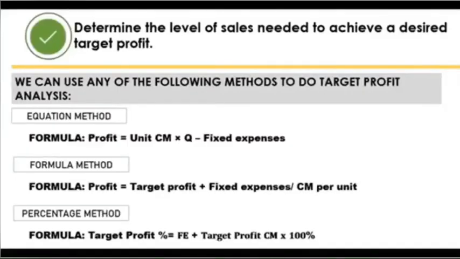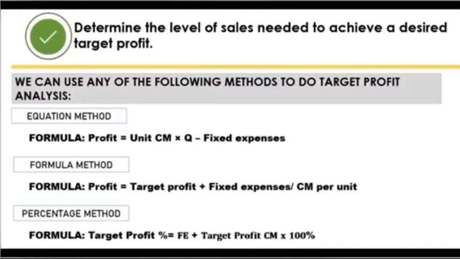Learning objective number 6 of chapter 5 is to determine the level of sales needed to attain a target profit. What is target profit analysis? It is about finding out the estimated business activities to perform to earn a target profit during a certain period of time. We can use any of the following methods to do the target profit analysis: equation method, formula method, and the percentage method.